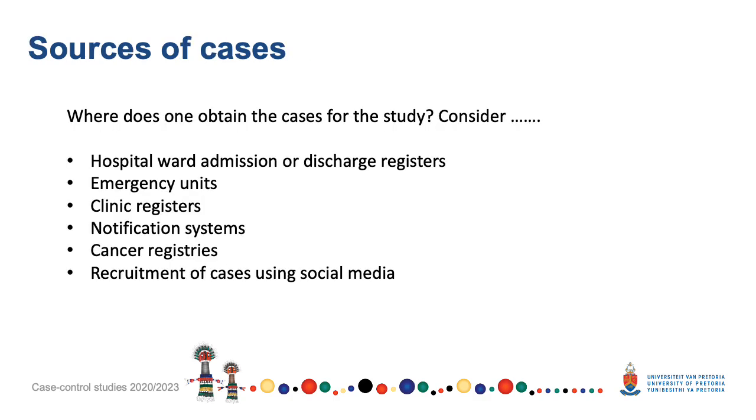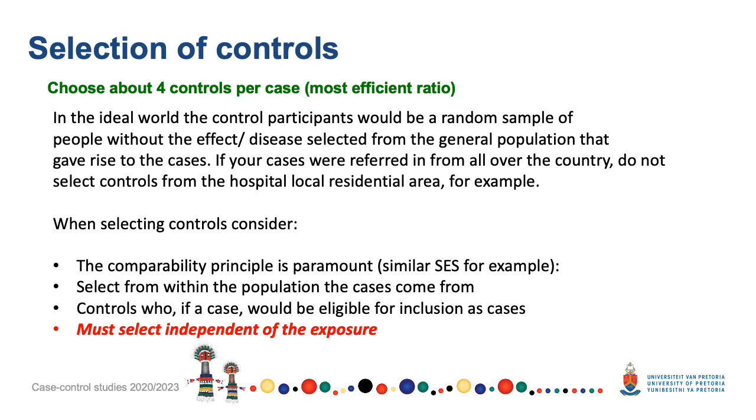Cases for your study can be obtained by looking at various sources such as hospital ward admission registers. Actually, the discharge registers are usually more informative. Emergency units, clinic registers, notification systems, cancer registries, recruitment of cases using social media, and so on. In contrast to the selection of cases, selection of controls is fraught with problems.